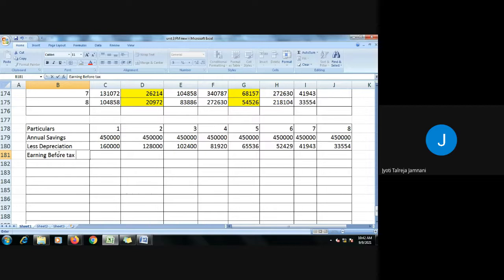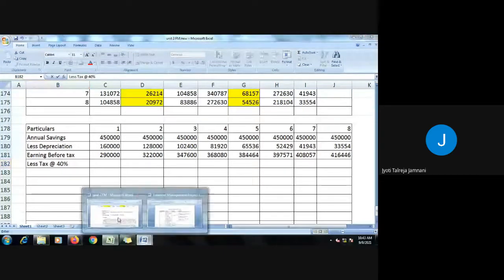Okay, so we'll do 4,50,000 minus the depreciation, 2 lakh 40. 2,90,000, no? Yes, ma'am. Yeah, 2 lakh 90. So in a similar way we'll do it for all the years. We'll minus the depreciation and we'll get the earning before tax. So from this we will now less tax. Less tax at 40%. They've given the tax rate to be 40% in the question.